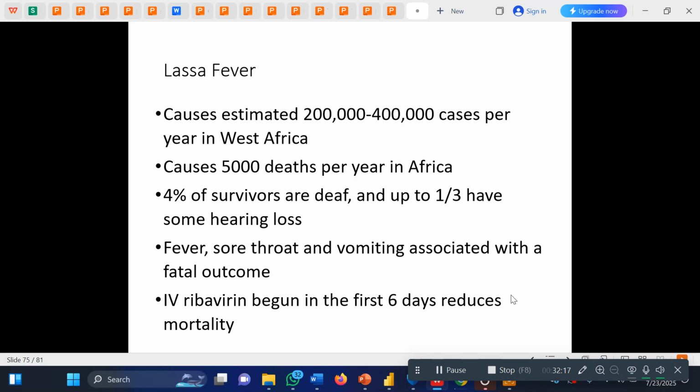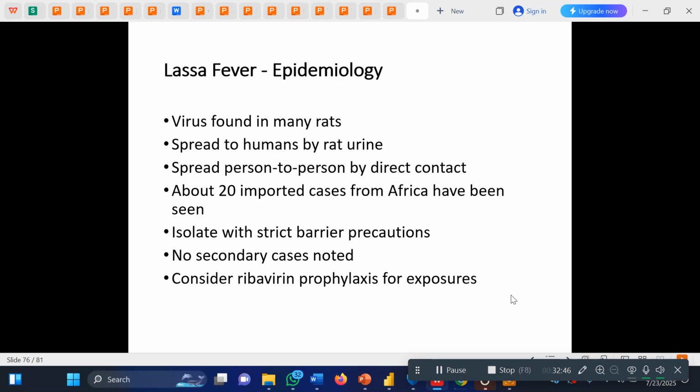It was estimated to range between 200 to 400,000 cases per year in West Africa, causing about 5,000 deaths per year. 4% of survivors come down with deafness, and up to one third have some hearing loss. Fever, sore throat, and vomiting are among the commonest presentations in these patients. Ribavirin started in the first 6 days of infection can reduce mortality.